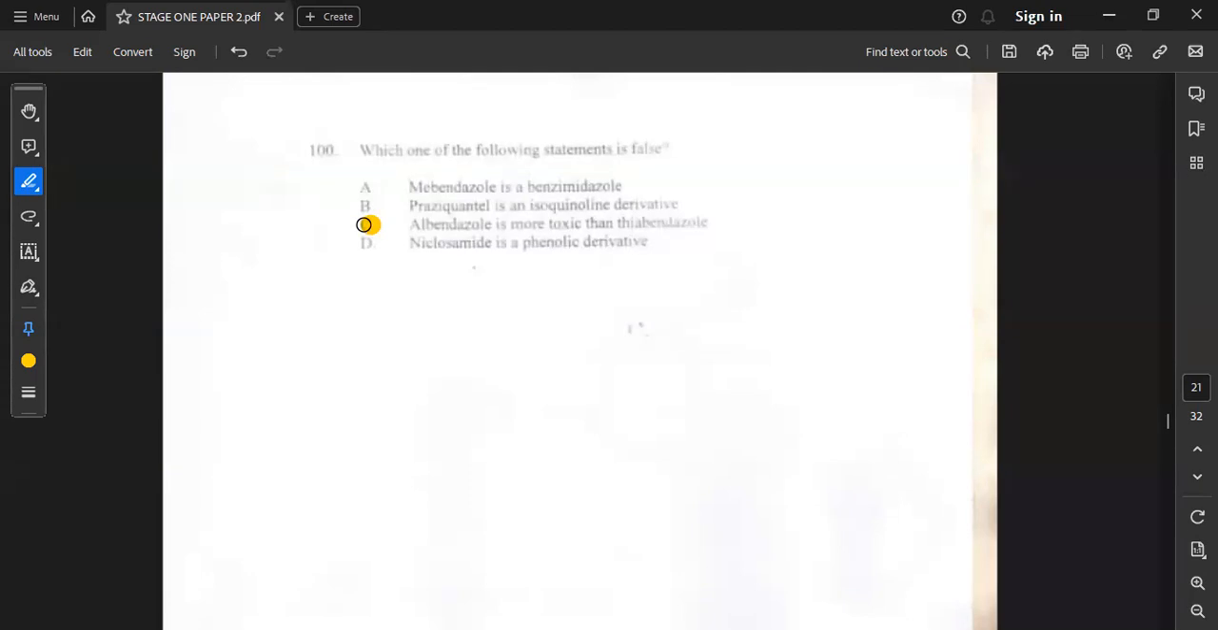Something quick on the benzimidazoles, albendazole, mebendazole. What's their mechanism of action? Just their mechanism of action. Albendazole is dished out everywhere in the market these days. MOA albendazole.